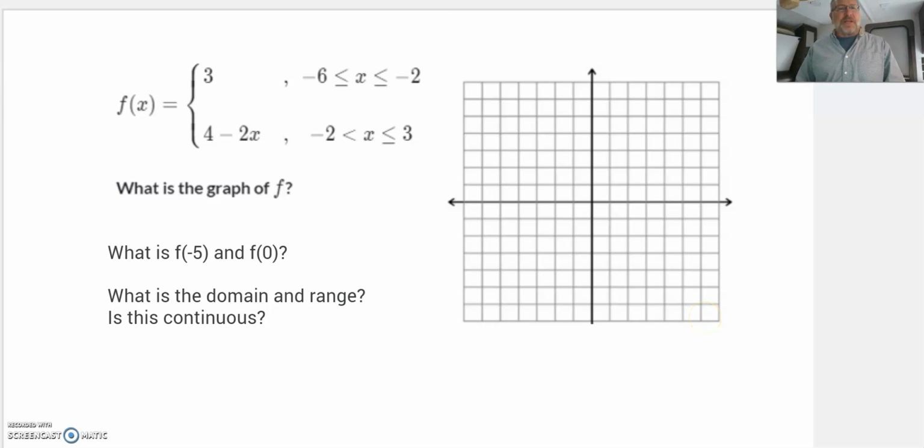Let's take a look at this piecewise function, and let's do some analysis on it, like what is f of -5 and f of 0, as well as the domain and range.